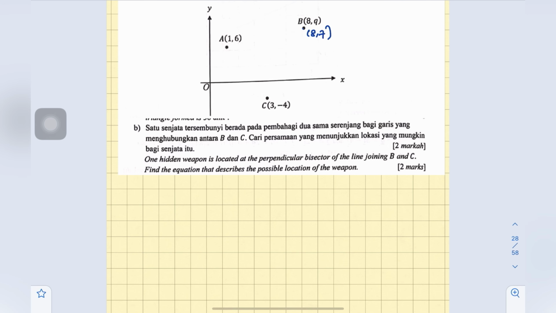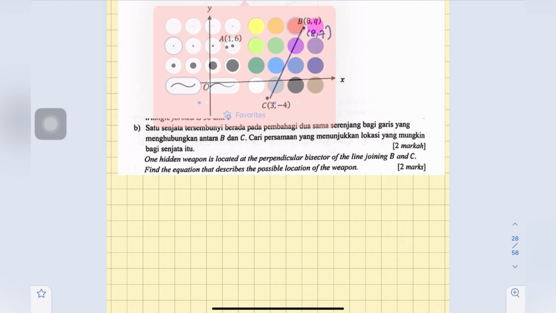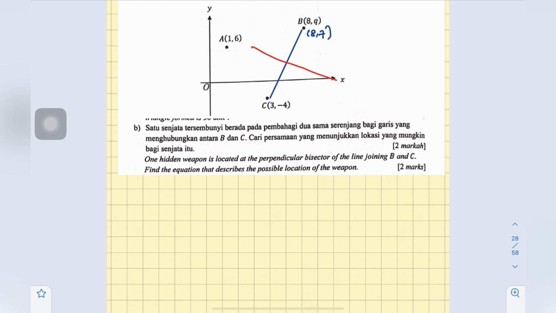Okay, now we have BC here. We want the perpendicular bisector, this one. Okay, perpendicular bisector is 90 degrees and passes through the midpoint. First of all, we need to find the midpoint of BC.